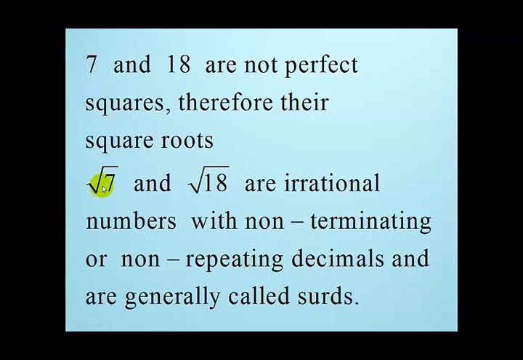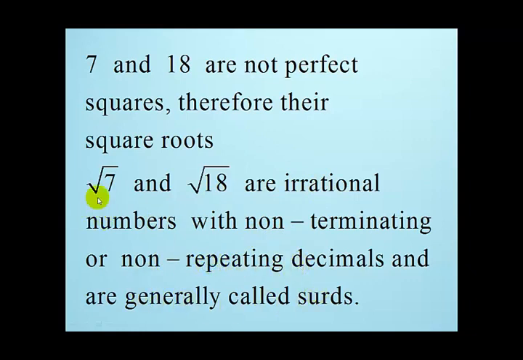When we take the square root of 7 and the square root of 18, they give non-terminating or non-repeating decimals, and that is why they are generally called surds. When we say a number is an irrational number, it means that the number cannot be expressed as a quotient of two integers. So root 7 and root 18 are irrational numbers with non-terminating or non-repeating decimals and are generally called surds.